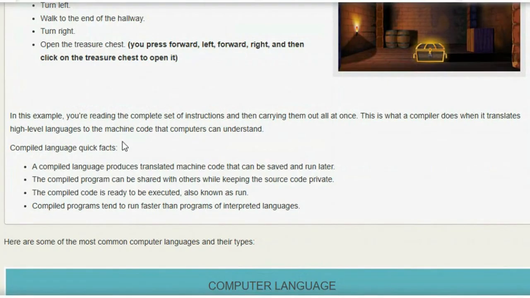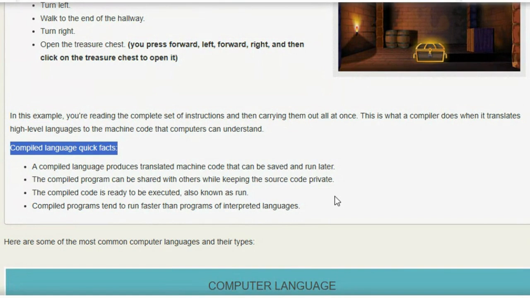In this example, you're reading the complete set of instructions and then carrying them out all at once. This is what a compiler does when it translates high-level languages to the machine code that computers can understand. So here's some quick facts about compiled language. A compiled language produces translated machine code that can be saved and run later. The compiled program can be shared with others while keeping the source code private.